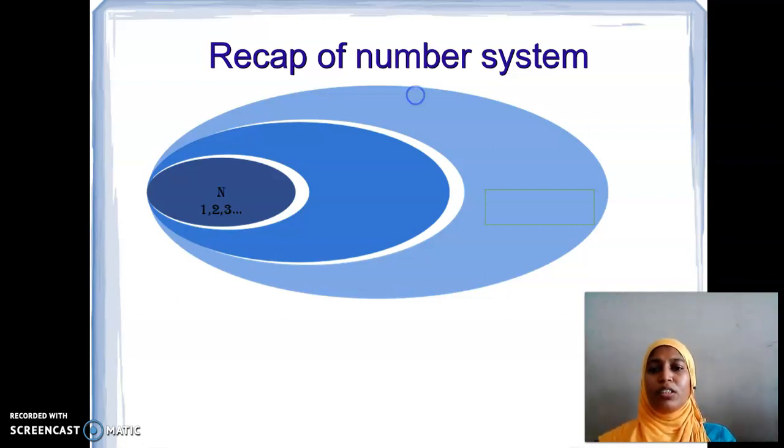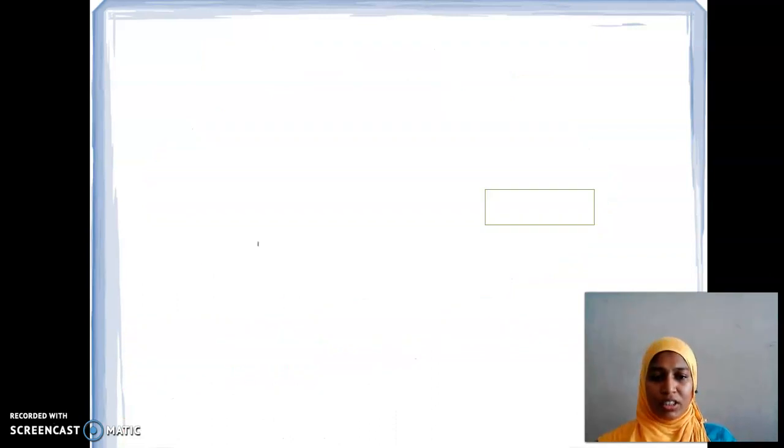If I include 0 along with these natural numbers, we get the whole number system. So 0, 1, 2, 3, etc. are called the whole number system. Now, we introduce negative numbers along with this number system. That number system is called integers. So, integers are defined as the collection of whole numbers and negative numbers. Hope, my dear children, you are clear with the concept of integers.